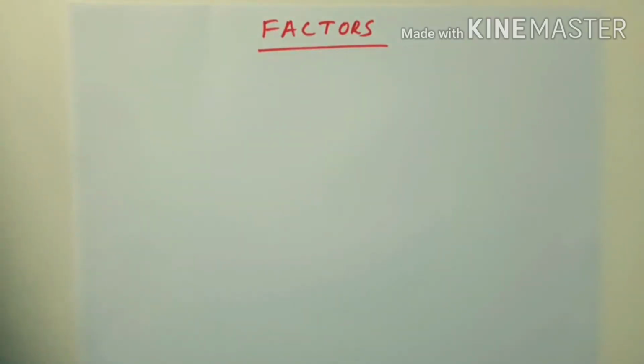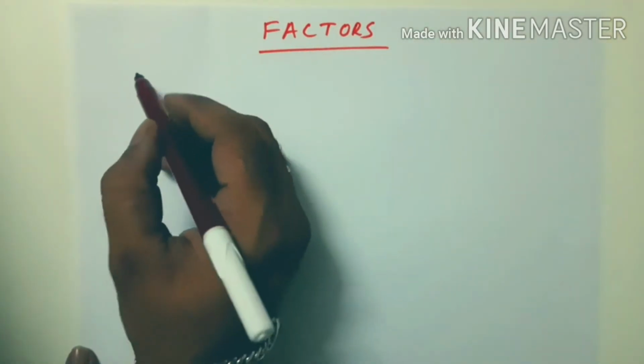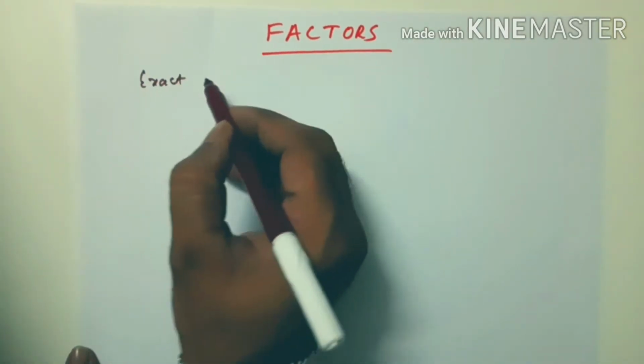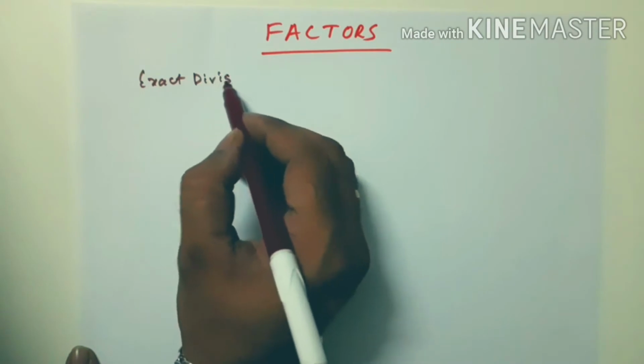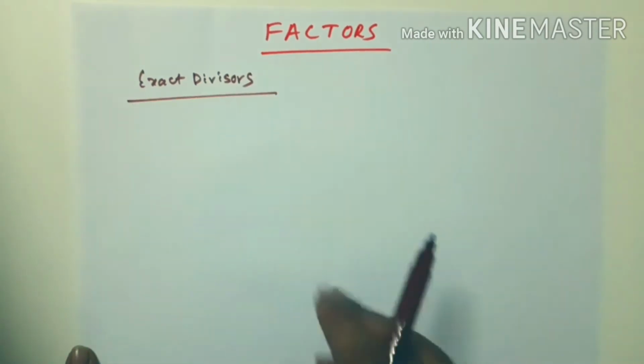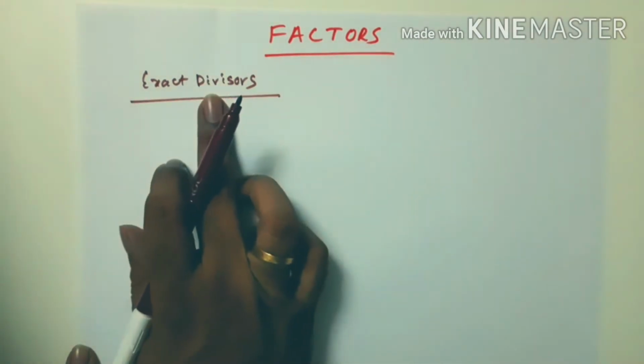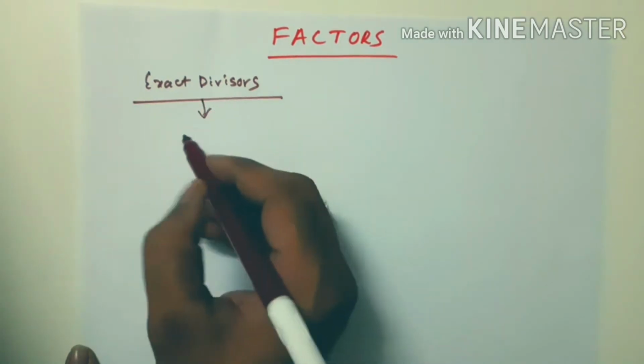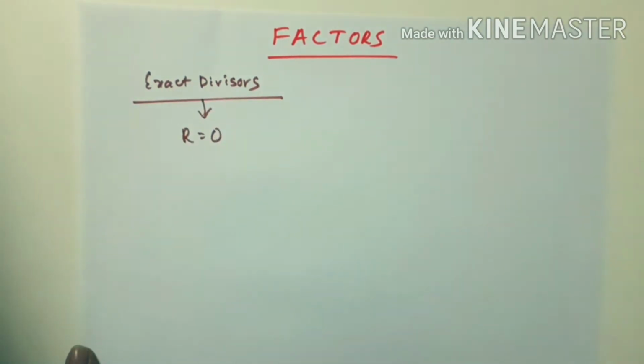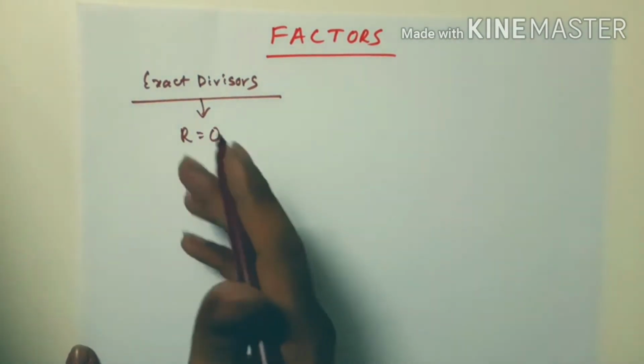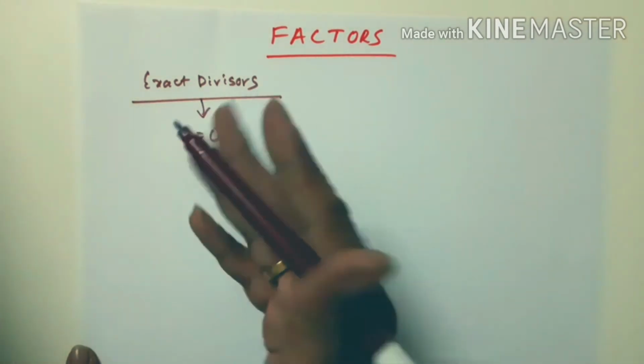Let's first understand what factors are. Factors are exact divisors. When I say exact divisors, it means that when we divide, the remainder should be 0. Then a number will be the exact divisor of another number.